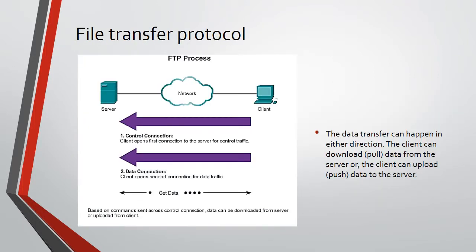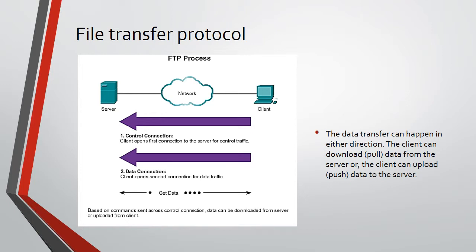File Transfer Protocol. The data transfer can happen in either direction. The client can download or pull data from the server, or the client can upload or push data to the server. The File Transfer Protocol, FTP, is another commonly used application layer protocol. FTP was developed to allow for data transfers between a client and a server. An FTP client is an application that runs on a computer that is used to push and pull data from a server running an FTP daemon.